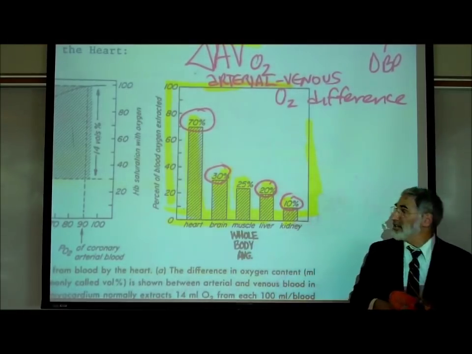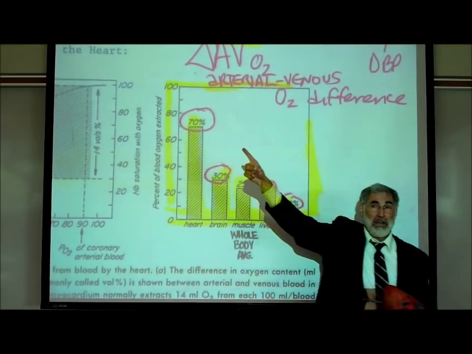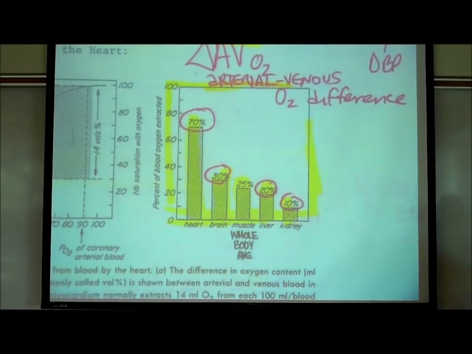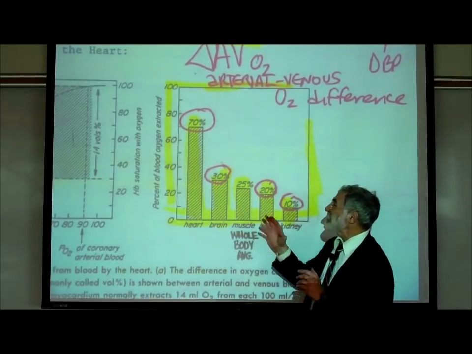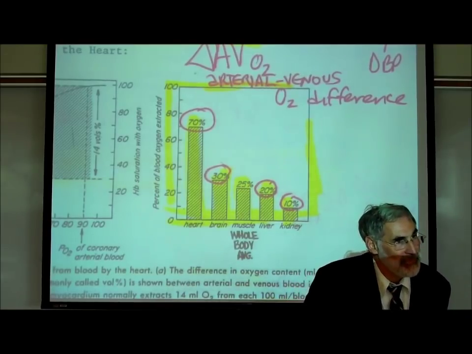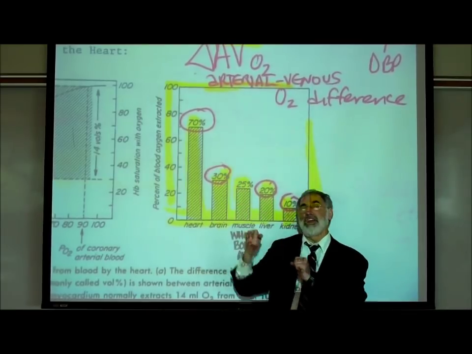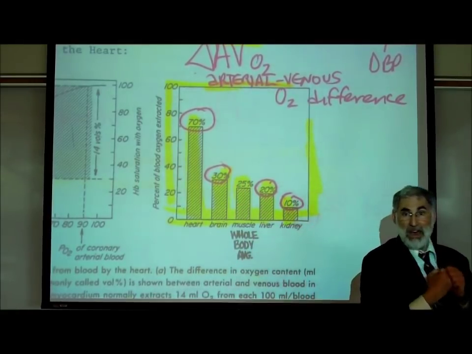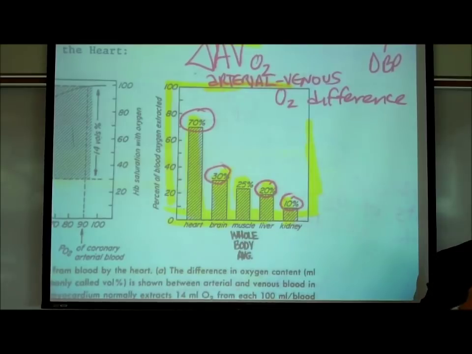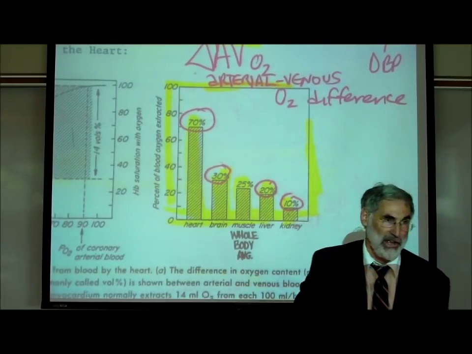So what's the difference in oxygen? 70%. The heart is removing 70% of the oxygen. And this is at rest when you're sitting in a chair. There is no other organ even close to removing so much of the oxygen as the blood flows through that tissue or organ.